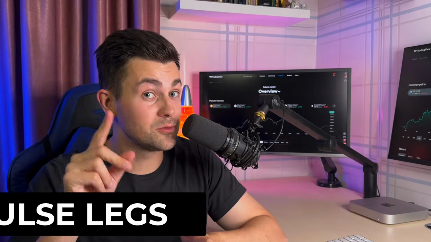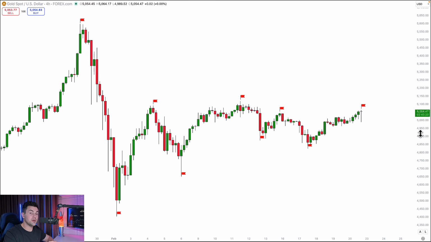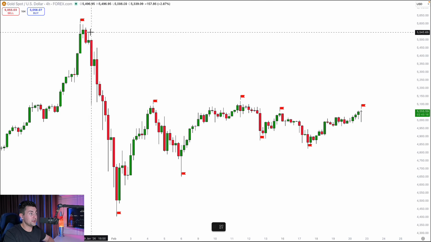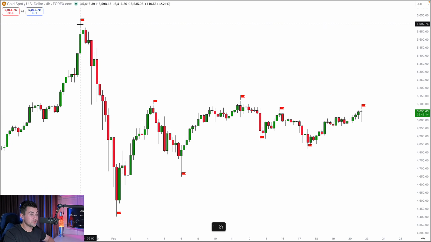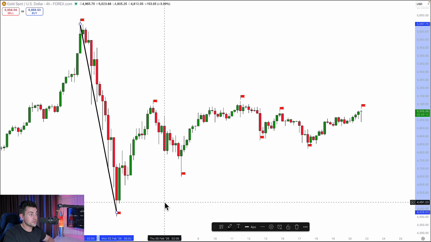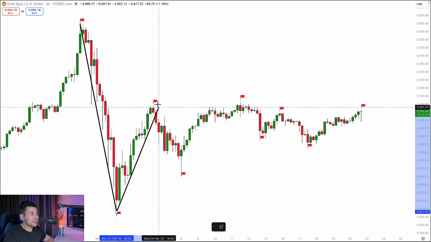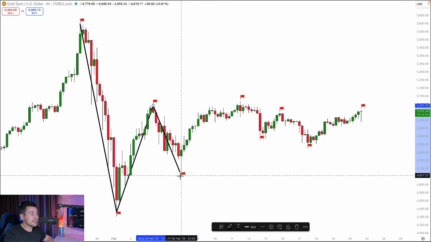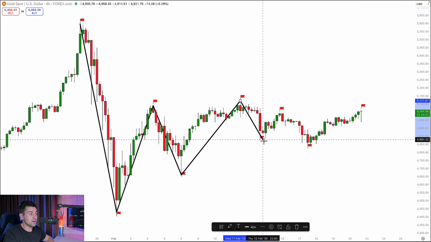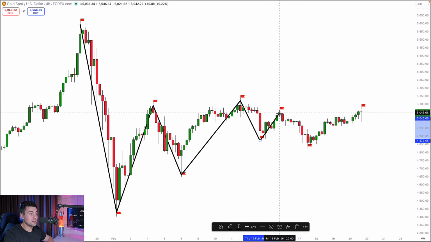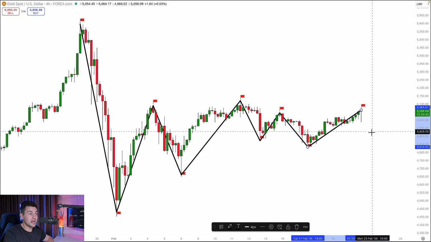Step number 3, draw the impulse legs. And if you're an experienced trader, you can skip this step. The first impulse leg that we need to draw is the initial first impulse leg that we identified. We draw it from its high to its low. And we draw the consequent impulse legs by connecting the highs and lows that we identified. So you can see that we do that very quickly and easily.